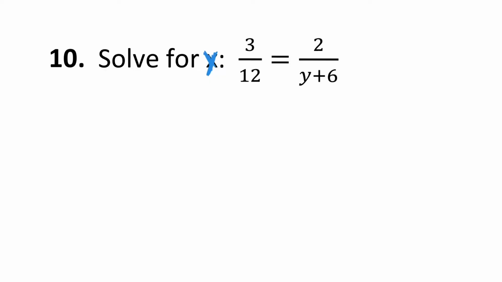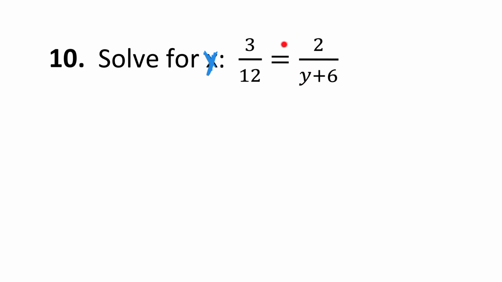All right, guys, it says here solve for y. I did put an x, but the equation doesn't have an x, it has a y. So that's why I crossed it out and put a blue y here. So we want to solve for the variable. That's the key, that's the main point. We want to solve for y.